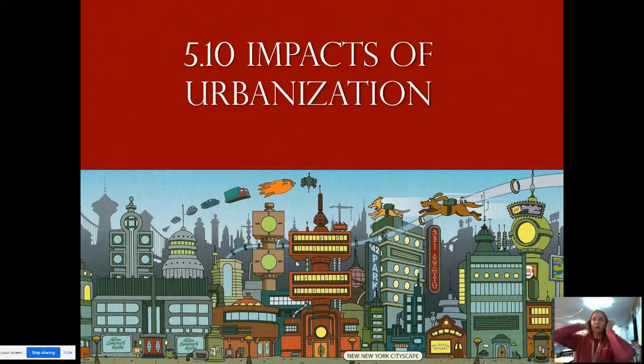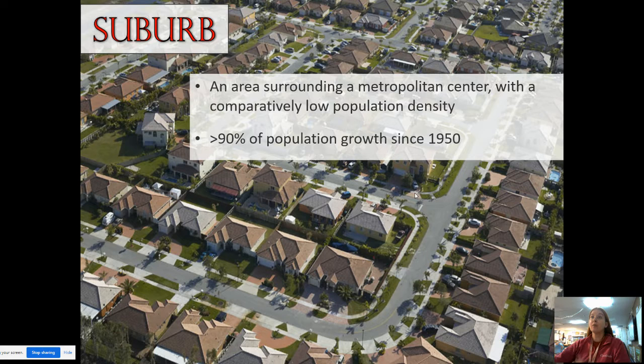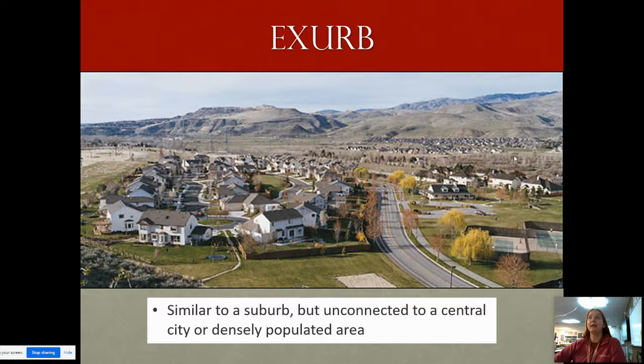Welcome to Unit 5, Section 10, Impacts of Urbanization. So, we'll start in the suburbs. This is an area surrounded by a metropolitan center with a comparatively low population density. Over 90% of our population growth since 1950 has happened in suburbs. An exurb is similar to a suburb, but unconnected to a central city or densely populated area.